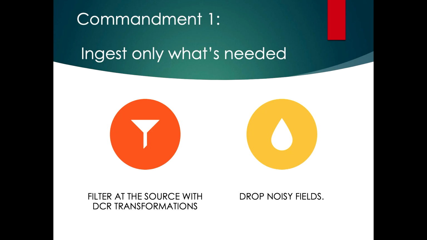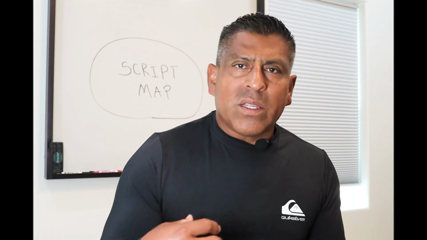All right, commandment number 1. Ingest only what is needed. Filter at the source with data collection rules and transformations, and drop noisy fields. If you watched the series and the ingest video, you probably remember that we talked about ingesting only what is necessary and also dropping the noise. When we said dropping the noise, it means doing transformations so that when the data is coming in, you're filtering that data, you're not ingesting everything, and you're only selecting the fields that you want to capture.